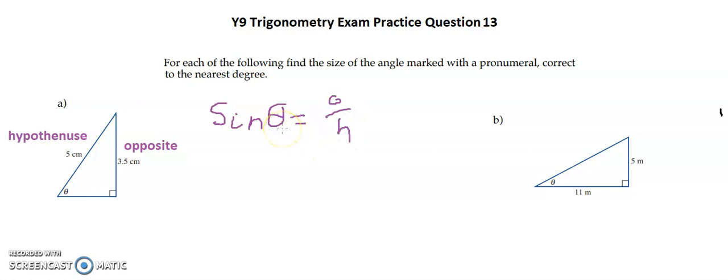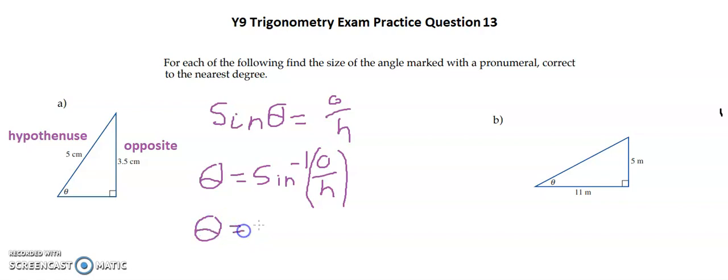Now, because we're wanting to find the angle, we need to use the inverse of sine. So alpha equals sine -1 opposite over hypotenuse. So all we need to do now is just substitute everything into our equation.